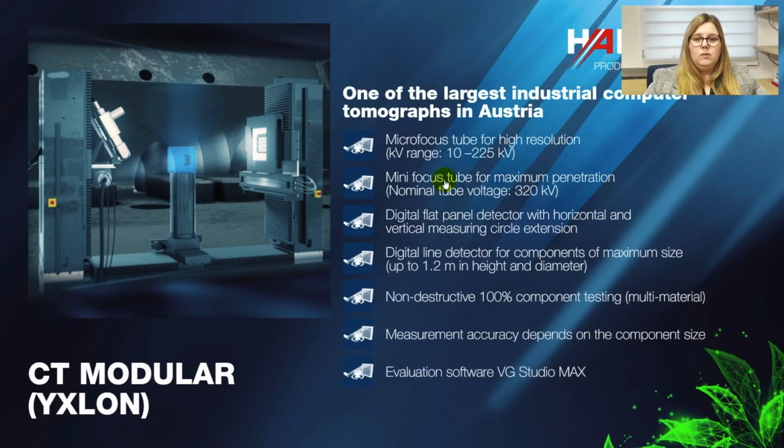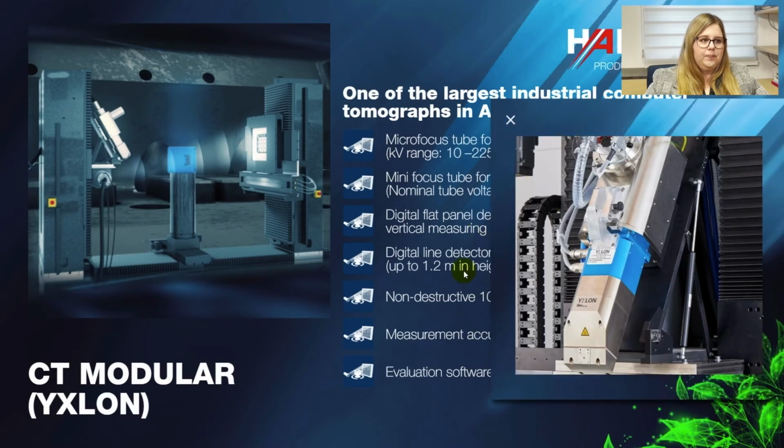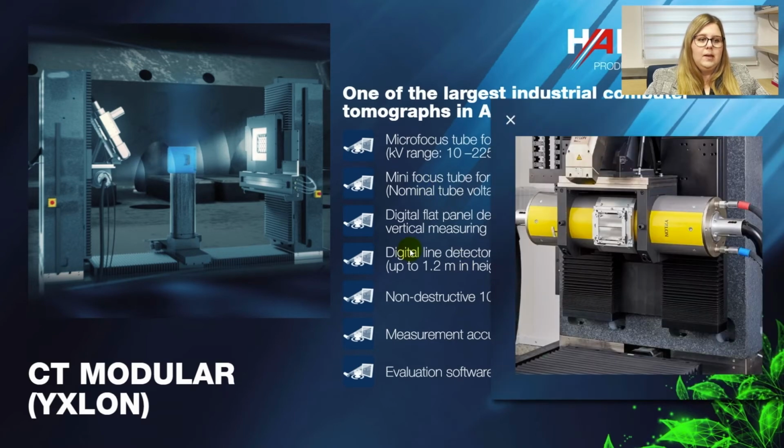And now I've told you a lot about additive manufacturing. We will now move on to the heart of our company. That's my field of expertise, the industrial computer tomography. We use a CT Modular from Yxlon. This is a computer tomograph that can be used in many different areas, and this is one of the largest ones in Austria. We have a microfocus tube with an output of 250 kV for high precision measuring.